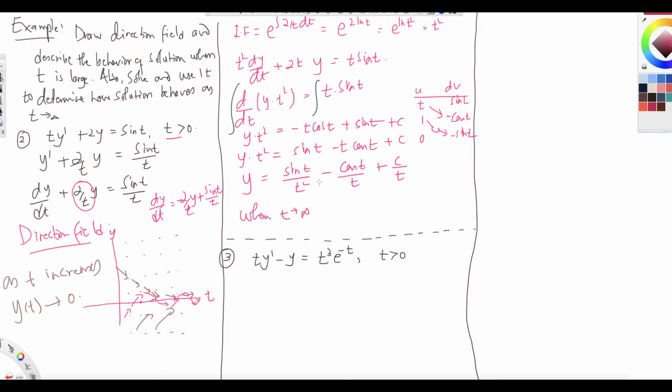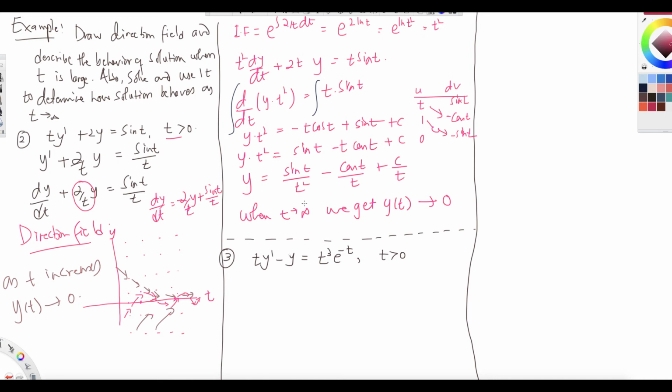So what happens when t tends to infinity then? When t tends to infinity, sine t will be between -1 and +1, and cosine t will be between -1 and +1. So if you increase the denominator, that will become 0, that will become 0, and that will also become 0. So we get y of t goes to 0. Either way, from the direction field or from the solution, you get y of t tends to 0.